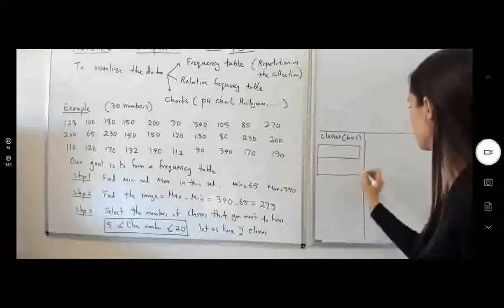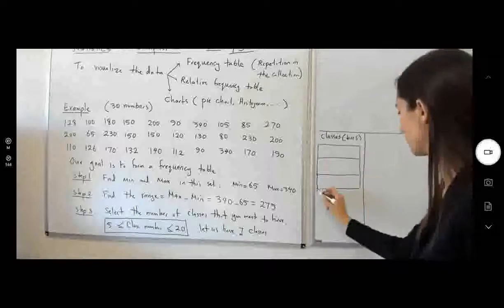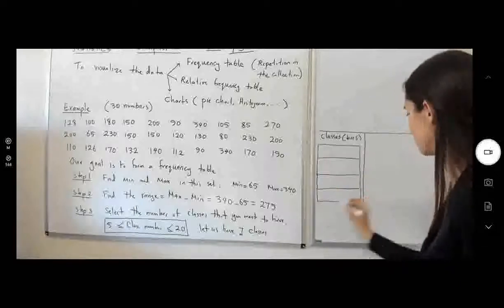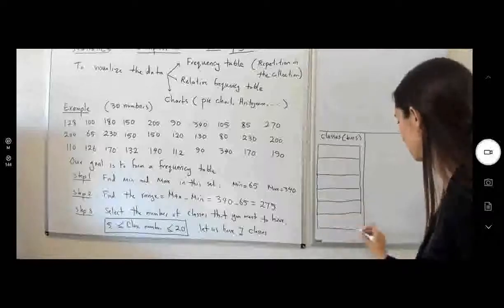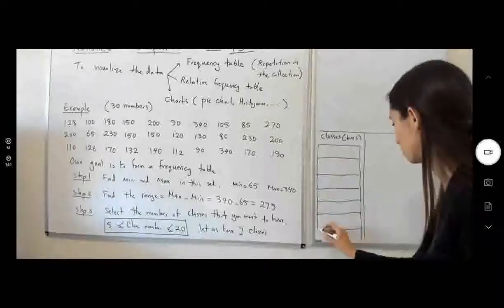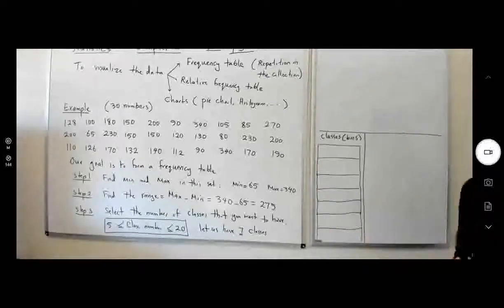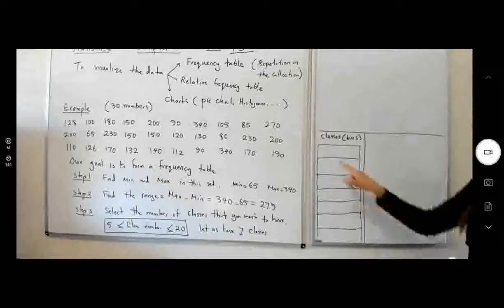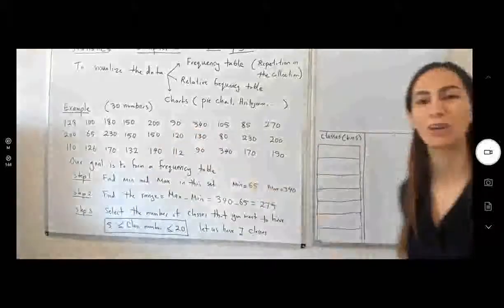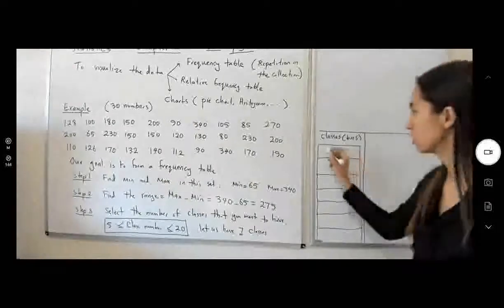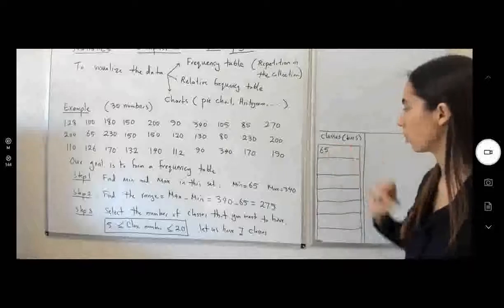Second class. Third class. The fourth class. The fifth. The sixth. And this is your last class. Very good. So the smallest value in your collection is 65. So your first class starts at 65.